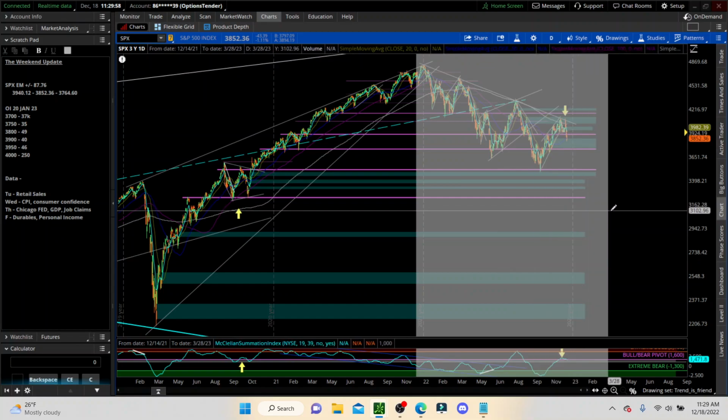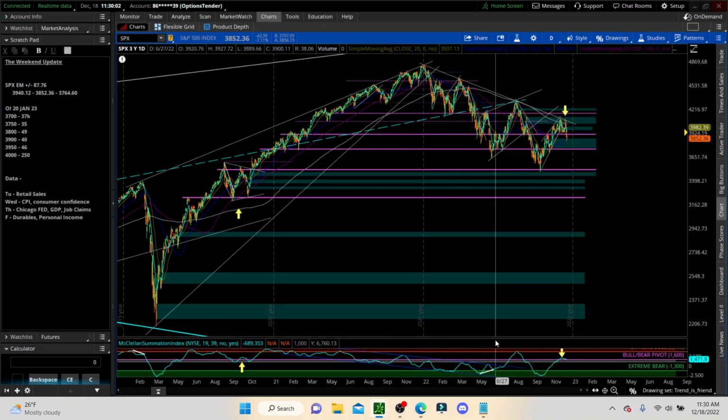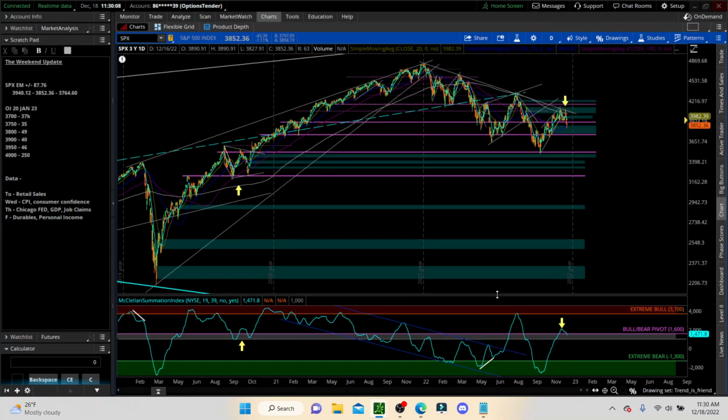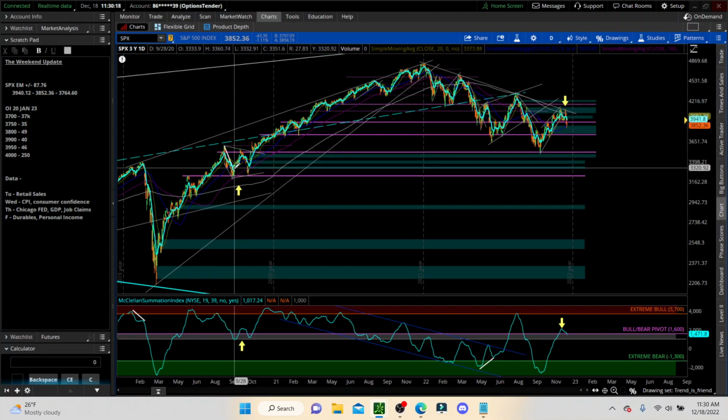Lower highs, lower lows. What am I pointing out here? If you saw from probably 2 weeks ago, I was looking for a turn. So we're using the McClellan summation index, and I was pointing out the fact that this area held back into a bull market. People thought that we were going to head back down at this point and start a bear market.